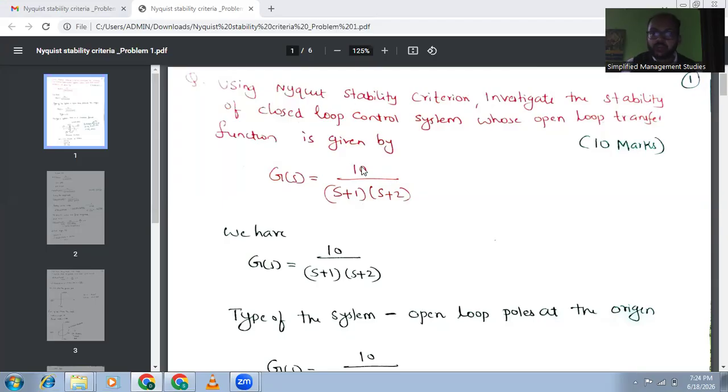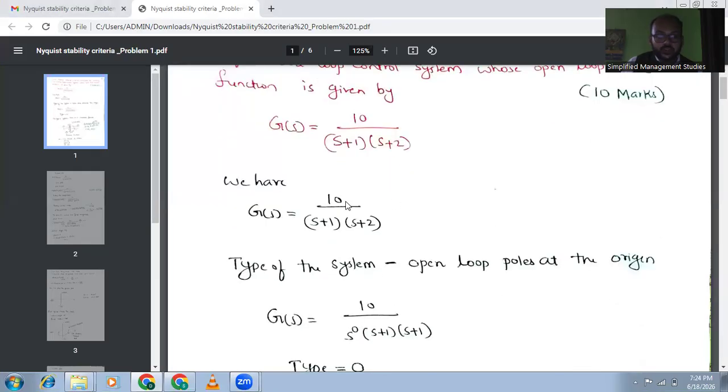The concept of Nyquist Stability Criterion is that we are checking the stability of a closed loop control system using an open loop transfer function, which is available in the question. So we need to predict whether the system is stable or not based upon this open loop transfer function. First and foremost, please write the given transfer function separately. Yes, of course, I have written G(s) = 10 / (s(s+1)(s+2)).